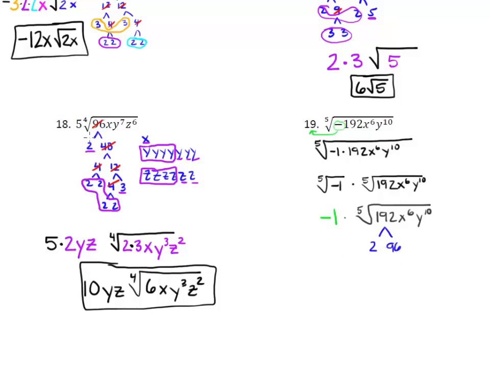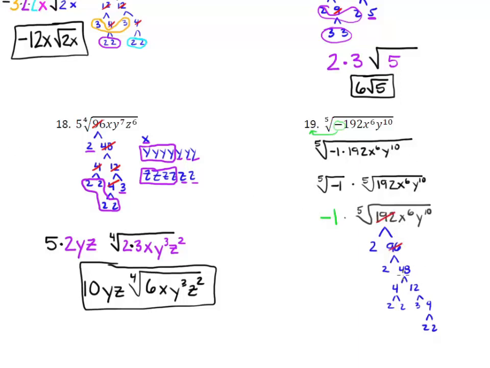Oh, we broke up 96 earlier, right over here. So 96 is 2 and 48. 48 is, let's do 4 and 12. 4 is 2 and 2. 12 is 3 and 4. 4 is 2 and 2. And I'm too lazy to write out all those letters, but we'll figure it out in a second.